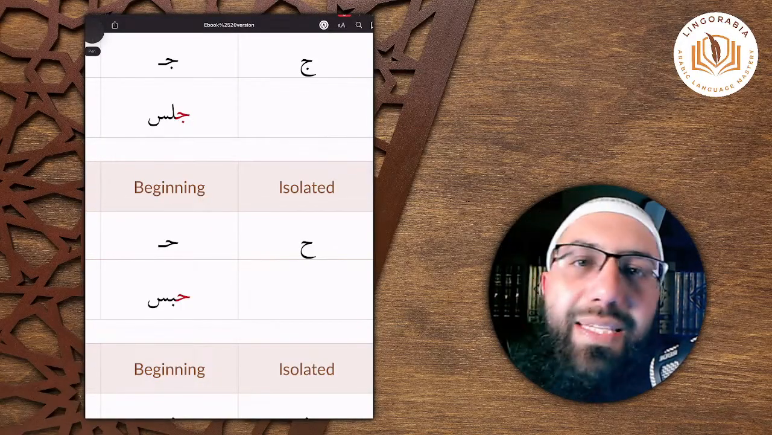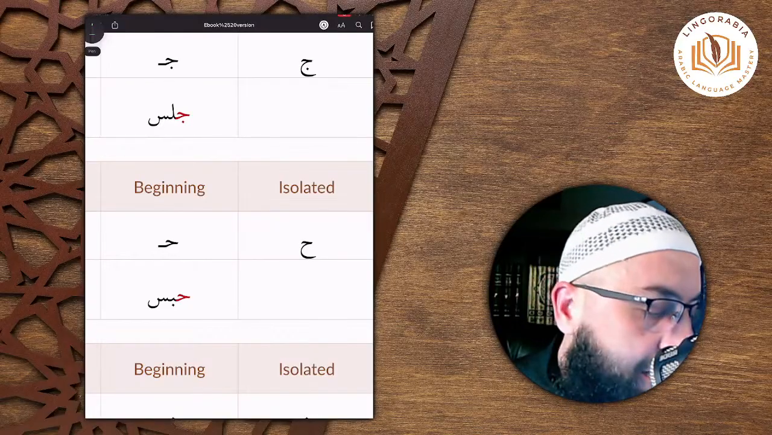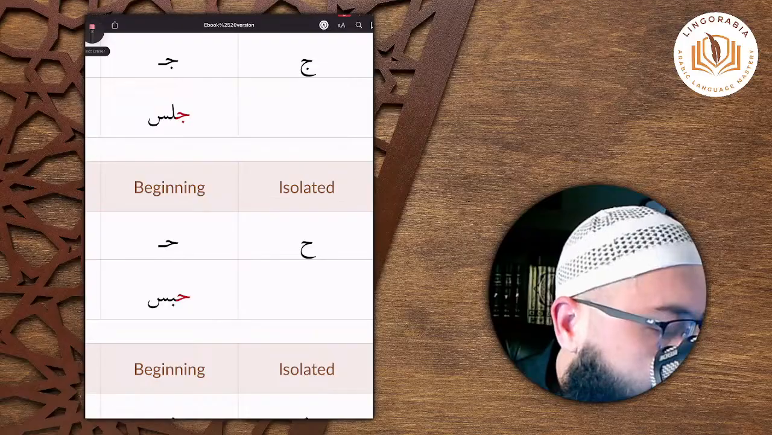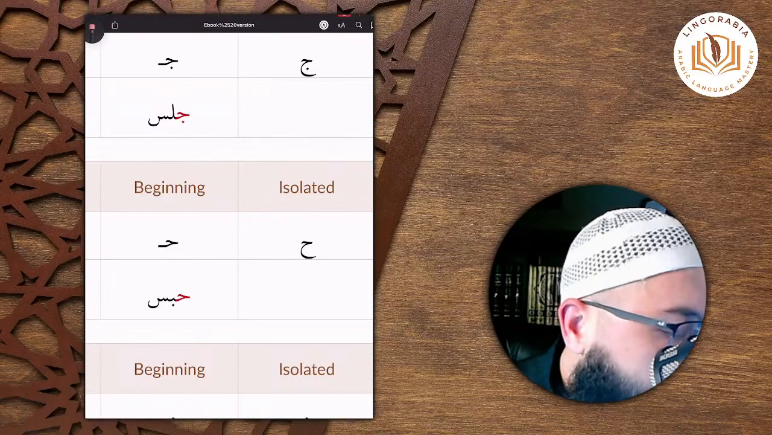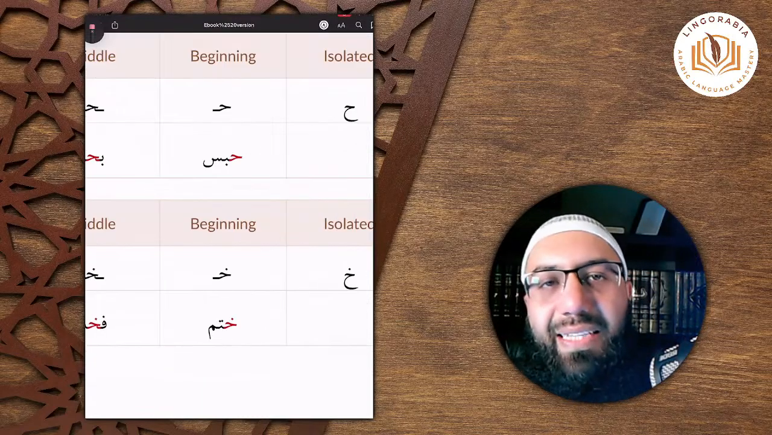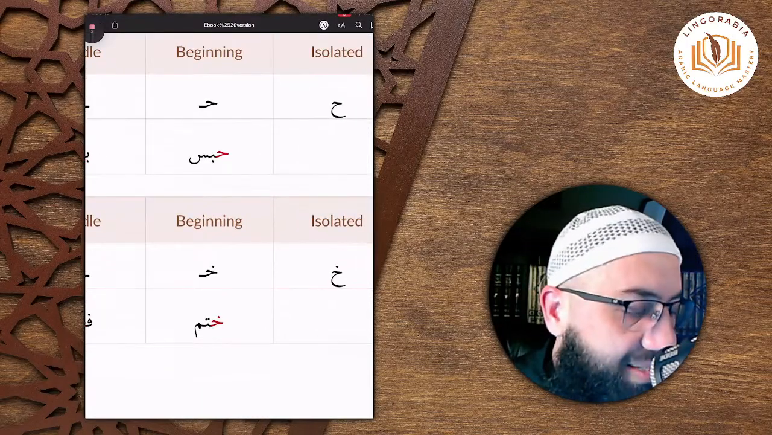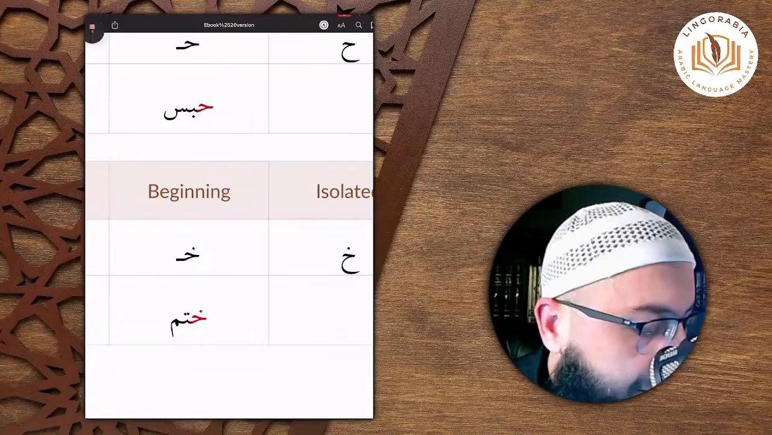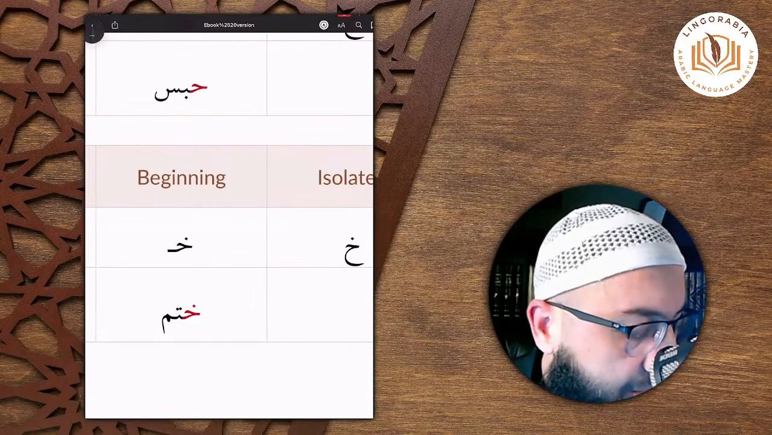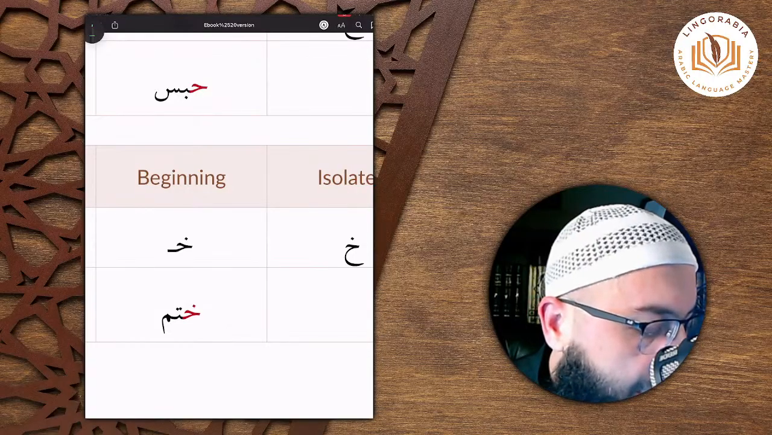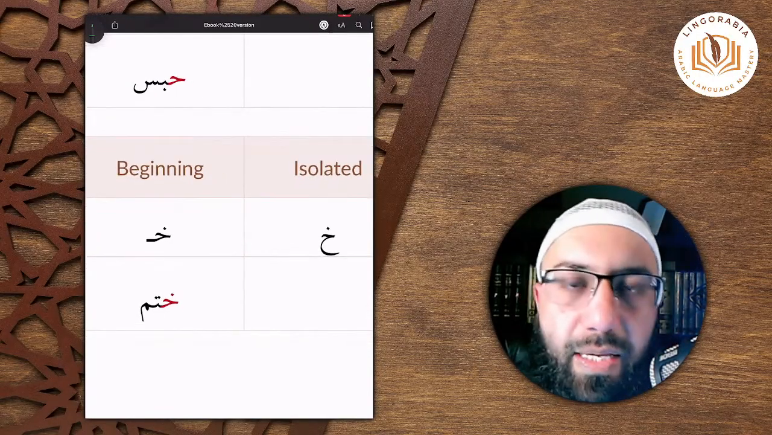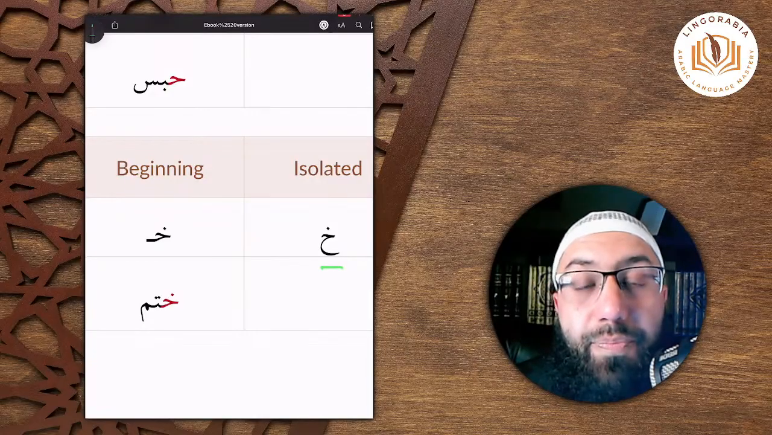Okay, so this is the ha, and then we got the kha. The kha is exactly the same again. Really no difference. So you got the kha here in isolated form, but when it comes in a construction, in the beginning we remove the lower part, and also in the middle of the word we remove the lower part. So the jim, the ha, and the kha, in the beginning of a word and in the middle of a word, the lower part is being removed.